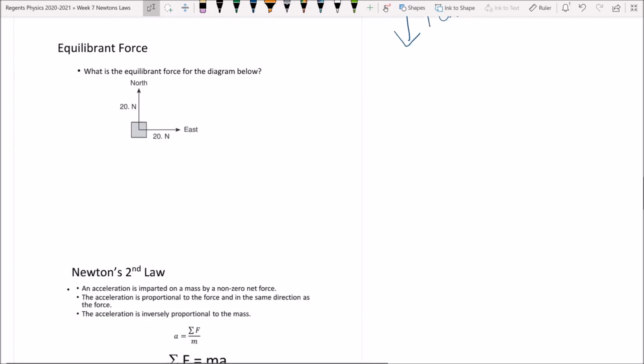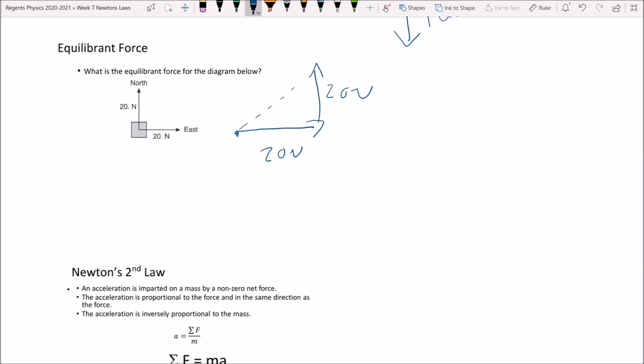But when we're in 2 dimensions, it becomes a little bit more challenging, right? So here we have it in 2 dimensions. What is the equilibrant force on the diagram below? Well, first we should figure out what the net force is, right? I have 20 newtons up and I have 20 newtons to the right. So clearly this is not in equilibrium. So I'm going to draw my vectors tip to tail, 20 newtons and 20 newtons.